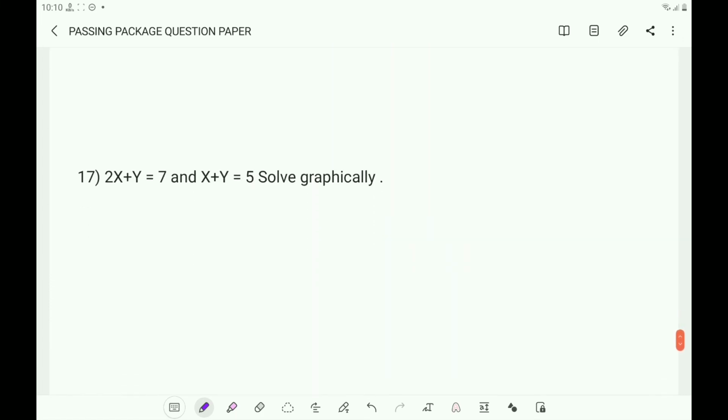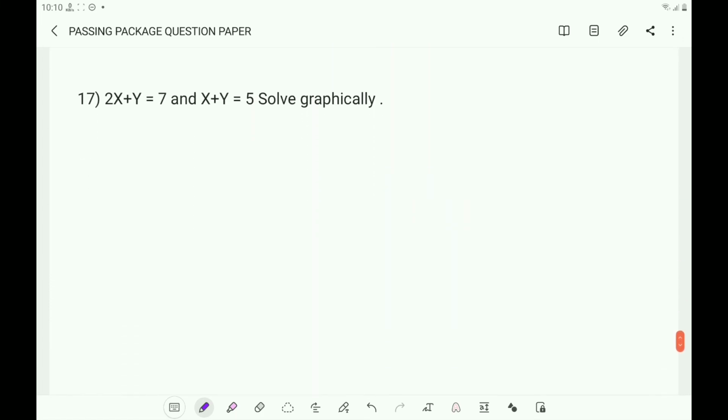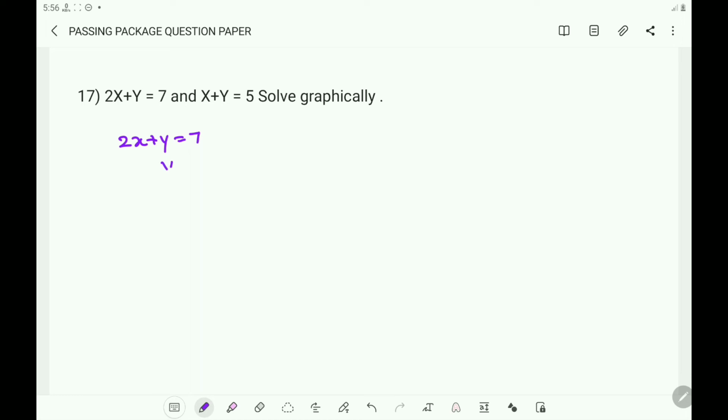Next question, 2x plus y equals 7 and x plus y equals 5, solve graphically. Here you have to solve this pair of linear equations graphically. Take the first equation, that is 2x plus y equals 7, and you convert this into y equals form. y equals 7 minus 2x. Then you take a convenient value for x and find the corresponding value for y.